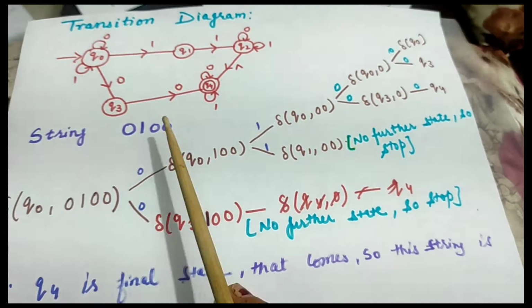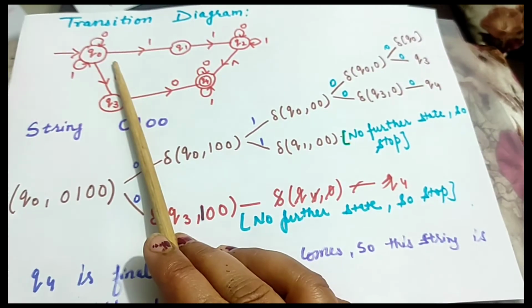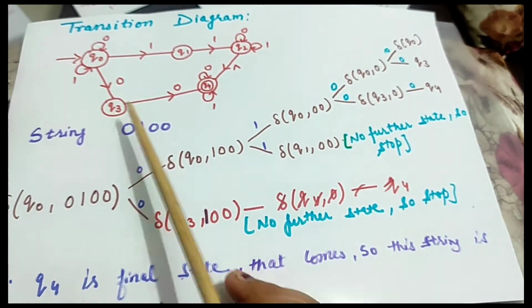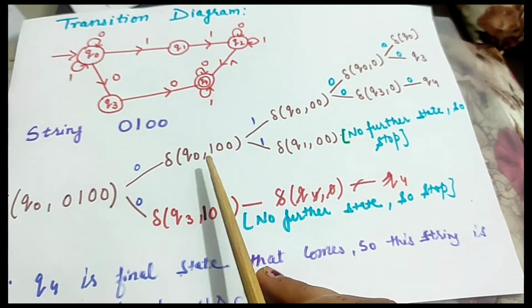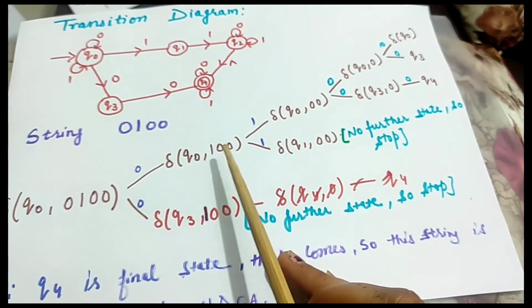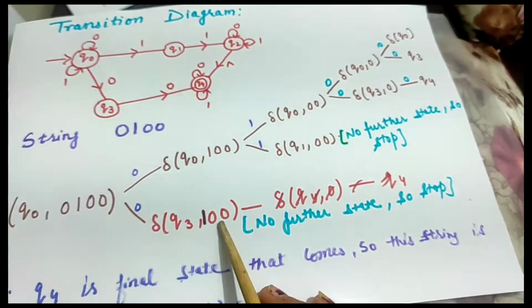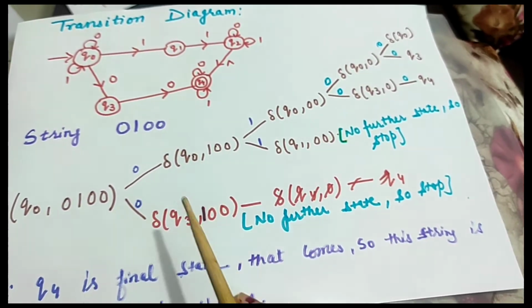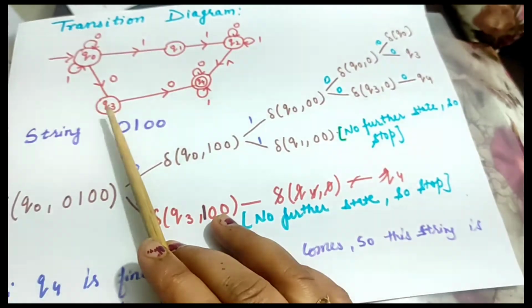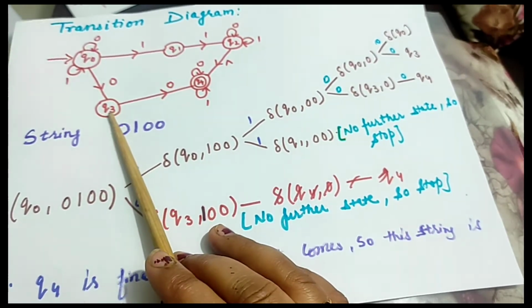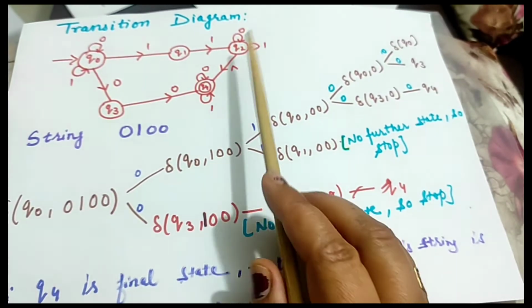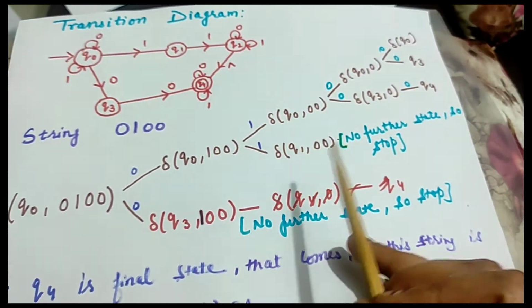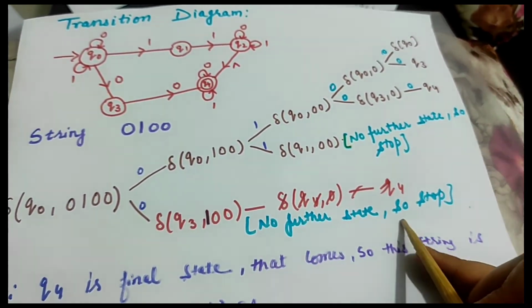At the Q0, when the string is passed, 0 input is provided. There are two further states. One is Q0 and another one is Q3. For the Q0, the rest of the string is 100 and for the Q3, the rest of the string is 100. Now check for the Q3. At the state Q3, when we provide the 1 input, no further description is given in this transition diagram. So no further state, stop here.